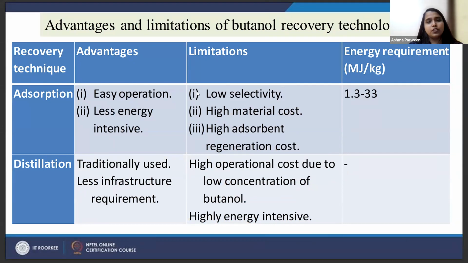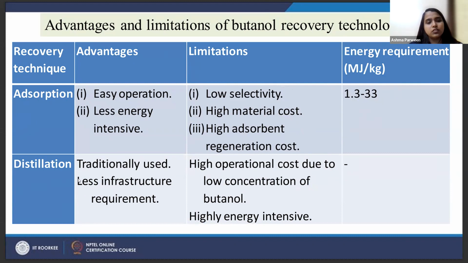Now, some of the advantages and disadvantages of butanol recovery technologies: first is adsorption. It is very easy to operate. The energy demand is very low, but it has low selectivity and high material cost. And a lot of cost is associated with the regeneration of the adsorbents. Here the energy requirement is in the range of 1.3 to 33 megajoules per kg.